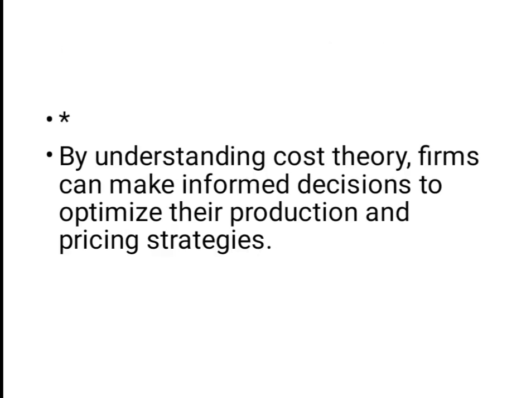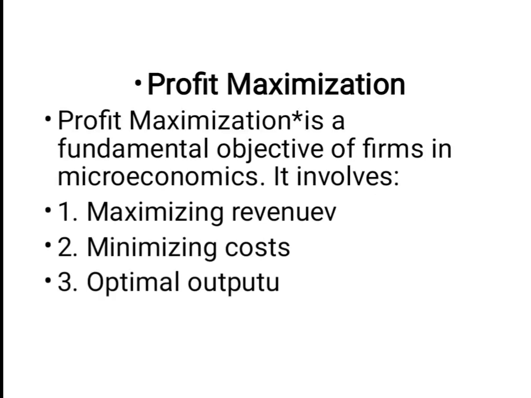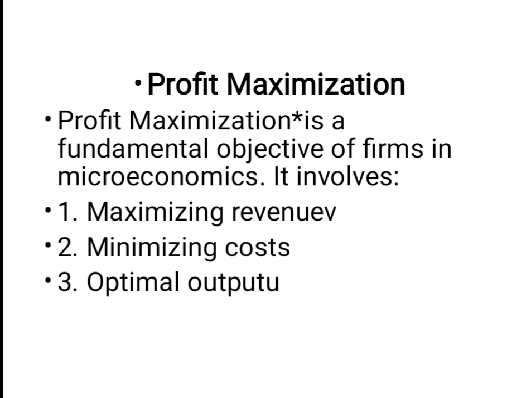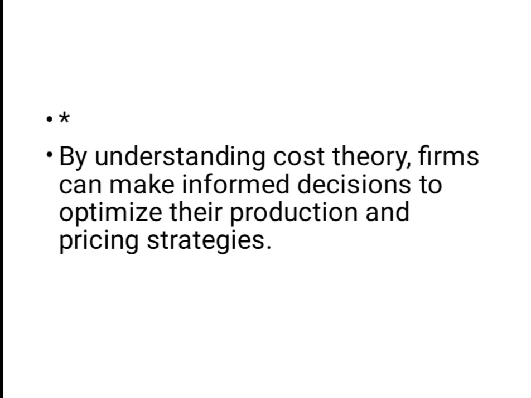So by understanding cost theory, firms can make informed decisions. The other thing is to maximize the profit. How do you maximize the profits? When you talk about maximizing the profit in microeconomics, we are talking about the fundamental objective of firms in microeconomics. So anyone who is in business, their objective is to maximize the profit. Their objective as a business person is to make profit. So if there is a chance of making profit, you must be able to make the maximum profits.